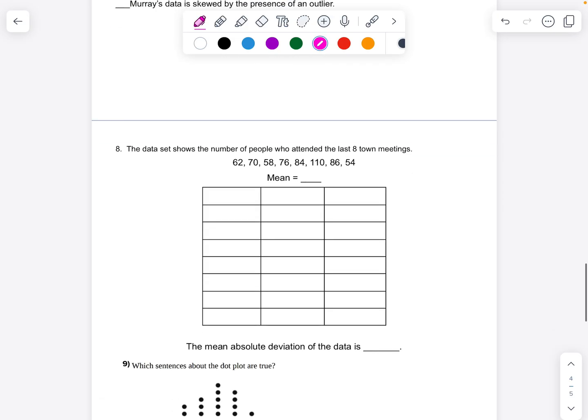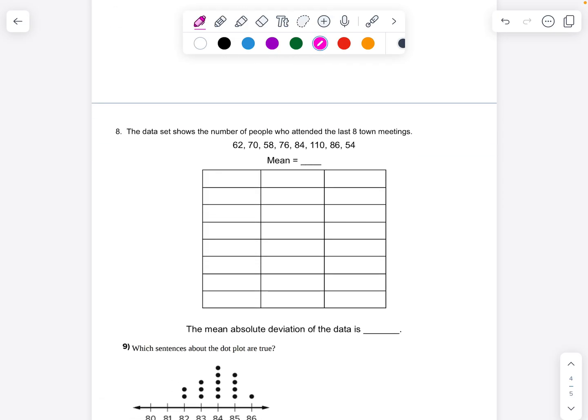Okay, moving on to number 8, another mean absolute deviation. So again, first I had to find the mean by adding everything together, and you would have gotten a sum of 600. Divide by the number of pieces of data, and we have 1, 2, 3, 4, 5, 6, 7, 8 pieces of data. And 600 divided by 8 gives us a mean of 75. So 75 is going to go down the center there for my mean, and I'm going to list all my data out.